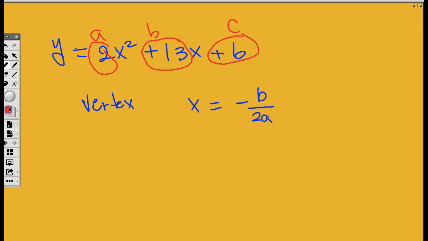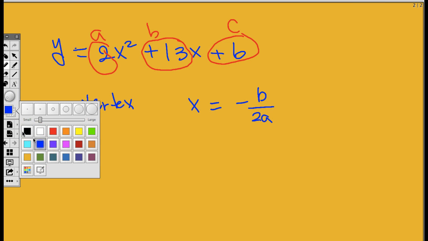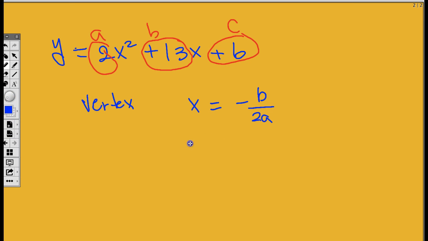All we're doing is copying the exact same thing. x equals, and then I copy the negative because that's part of the formula. Then I have to look for the b, and the b is what? 13 over, and I copy the 2 because that's part of the formula. And then what's the a? The a is 2. So just this alone tells me, 2 times 2 is 4, so negative 13 over 4 is going to be the x value of my vertex.